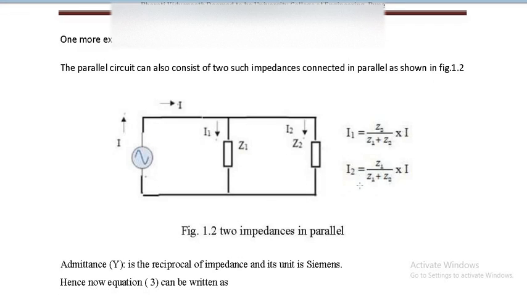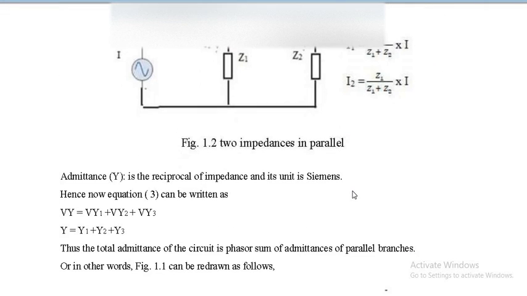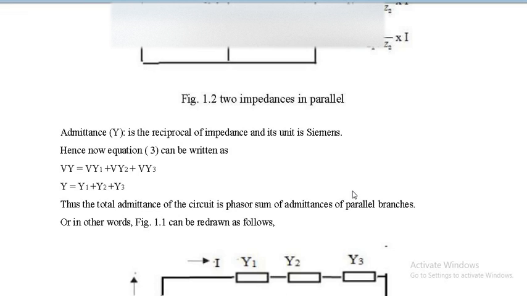Let us proceed. The last equation we talked about was 1 upon ZT is equal to 1 upon Z1 plus 1 upon Z2 plus 1 upon Z3. Now let me introduce one more concept, called admittance. What is admittance? Admittance is defined as the reciprocal of impedance. So 1 upon Z1 will be Y1, 1 upon Z2 will be Y2, and 1 upon Z3 will be Y3.